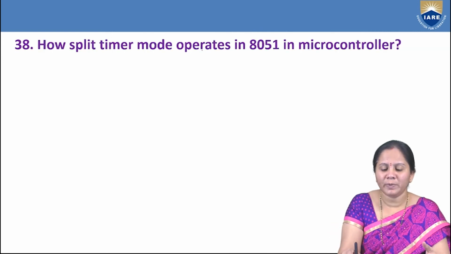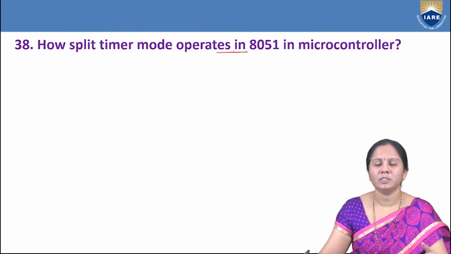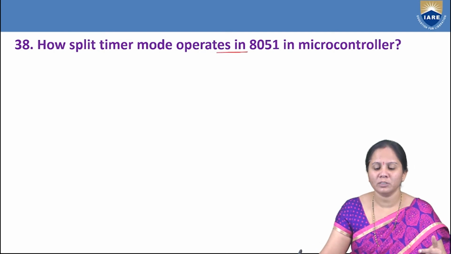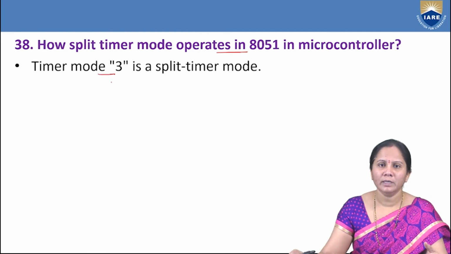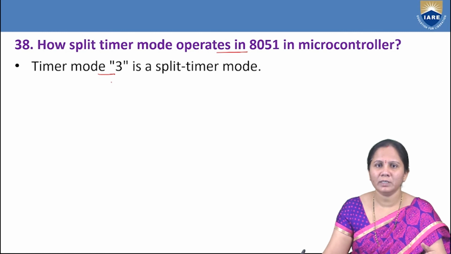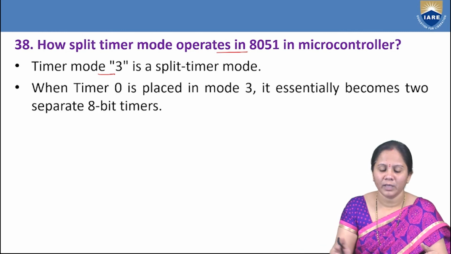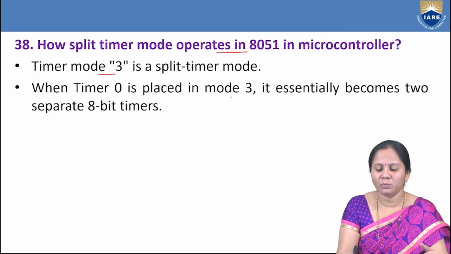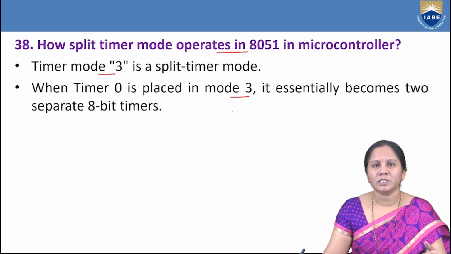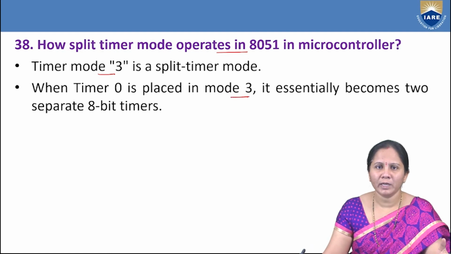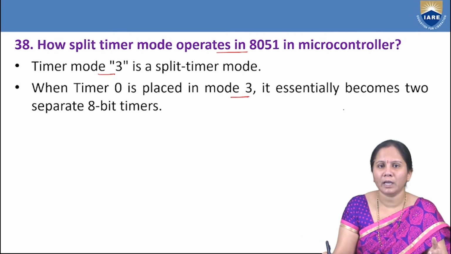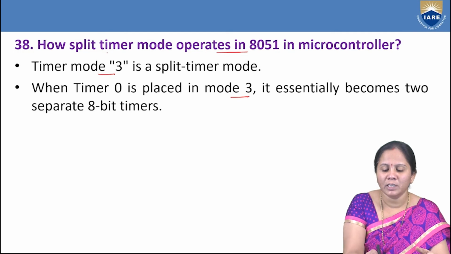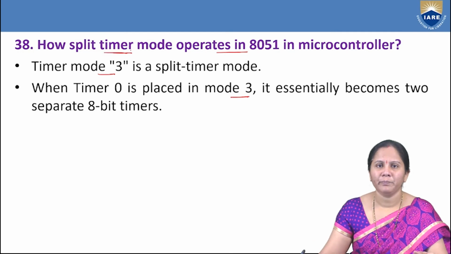Now, how does split timer mode operate in the 8051 microcontroller? This is also one of the modes of timer operation. When the timer is operating in mode 3, it is called split timer mode. When timer 0 is placed in mode 3, it essentially becomes two separate 8-bit timers. It is split into two 8-bit timers. That is why it is called split timer mode.